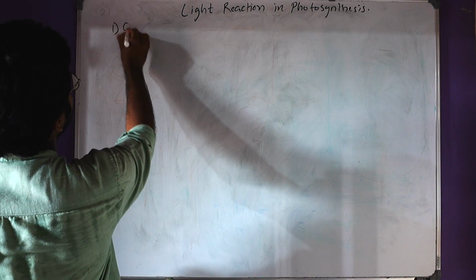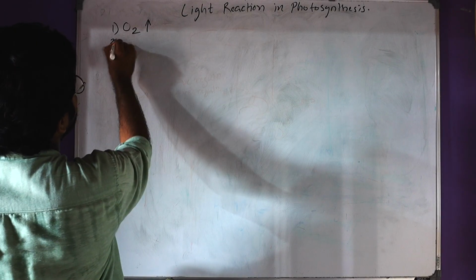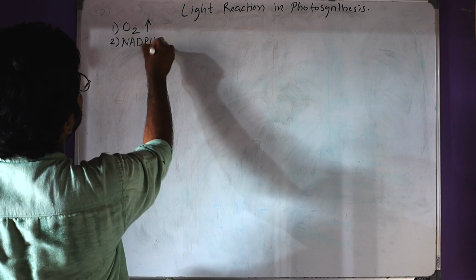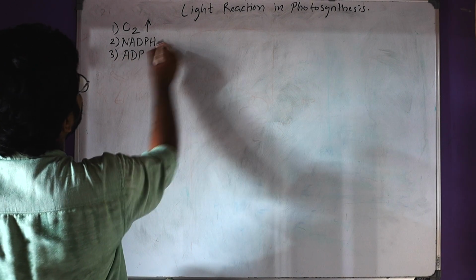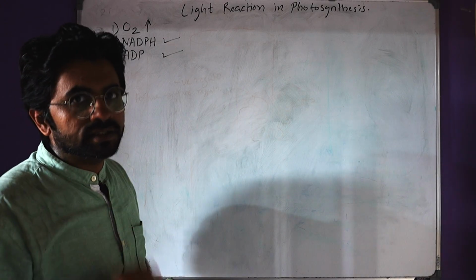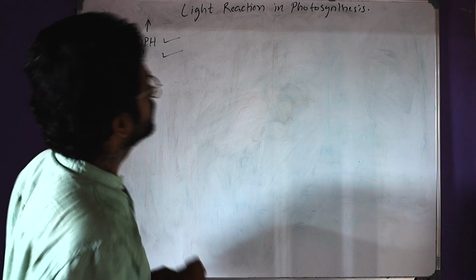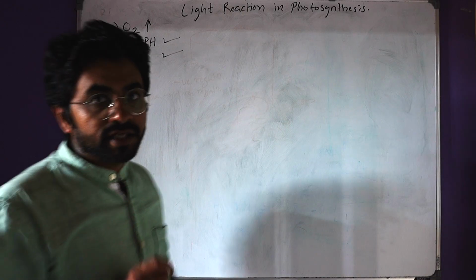So first is oxygen, it goes to atmosphere. Second is NADPH, third is ATP. Now NADPH and ATP will be used in the dark cycle. Okay, fine. So now we will see where exactly light reaction takes place.